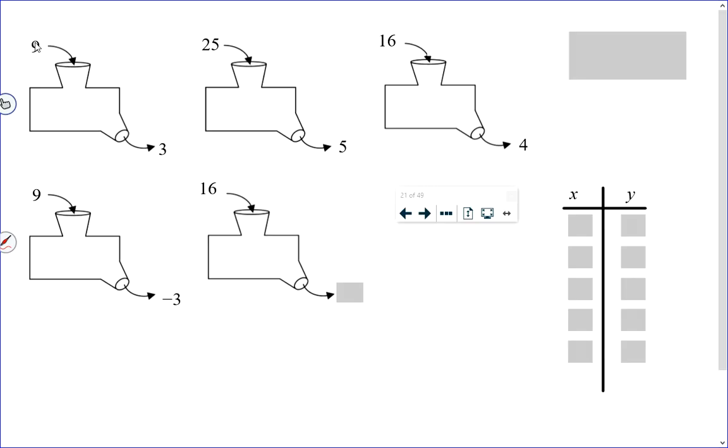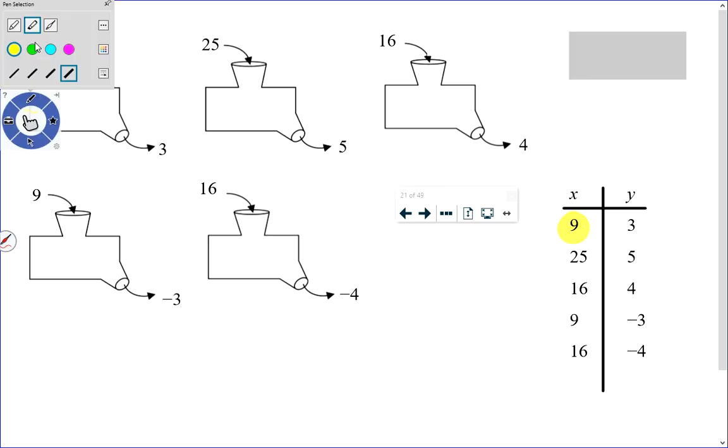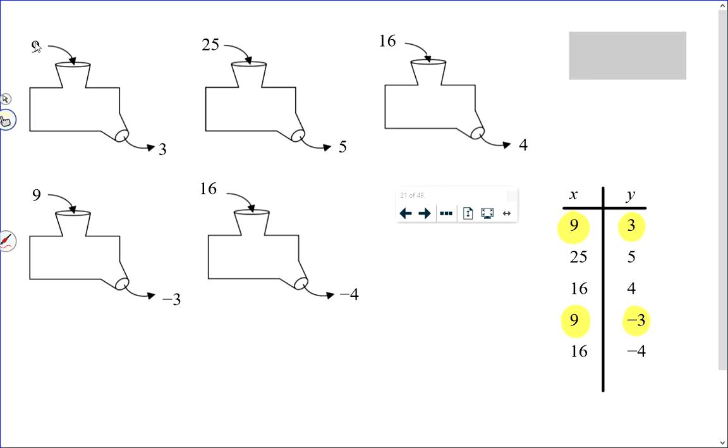And when I put 16 in, I can get negative 4. So here are the ordered pairs that this relation is creating. And you'll see something: when I put 9 in, which is a single value of x, I get 2 outputs that are different. So you put 9 in, you don't get just one output, you get 2. You get 3 or negative 3.